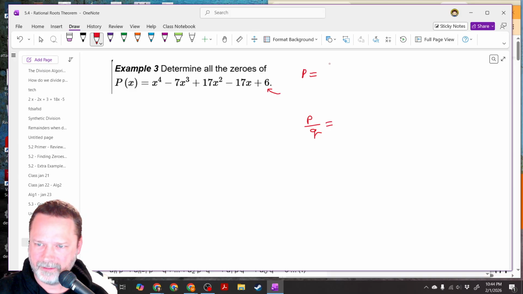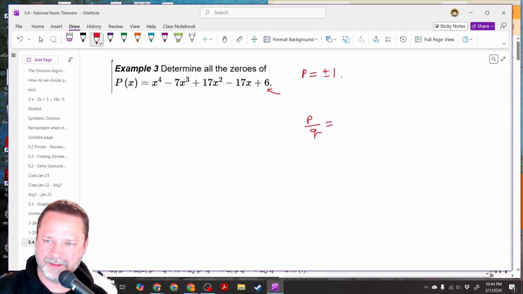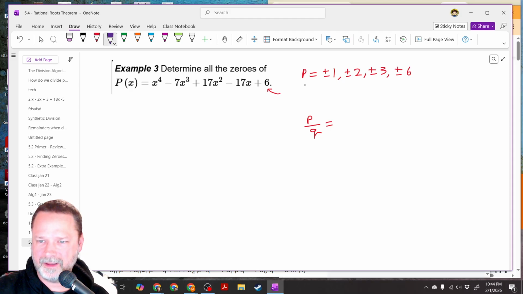So what are the factors of 6? Well, that's easy. 1 divides everything, and of course we're going to go plus or minus. 2 divides 6. 3 divides 6. And, of course, 6 divides 6. And those are all our factors. Now for all our possible q's, the nice thing about this one is our leading coefficient is a 1. So what divides 1? Well, 1 divides 1. So plus or minus 1 are our factors for q.